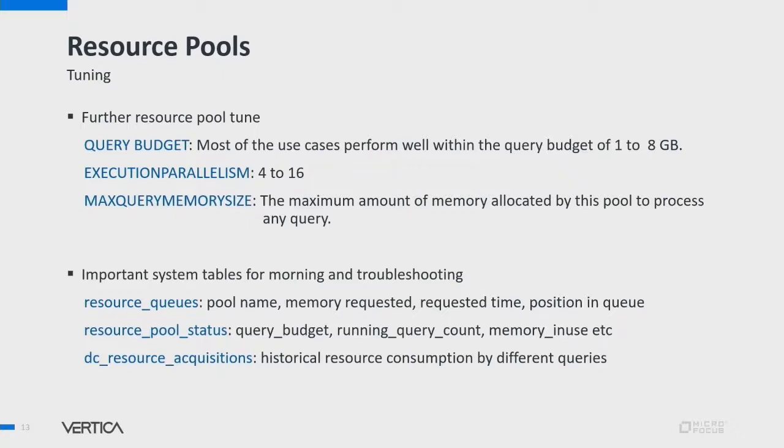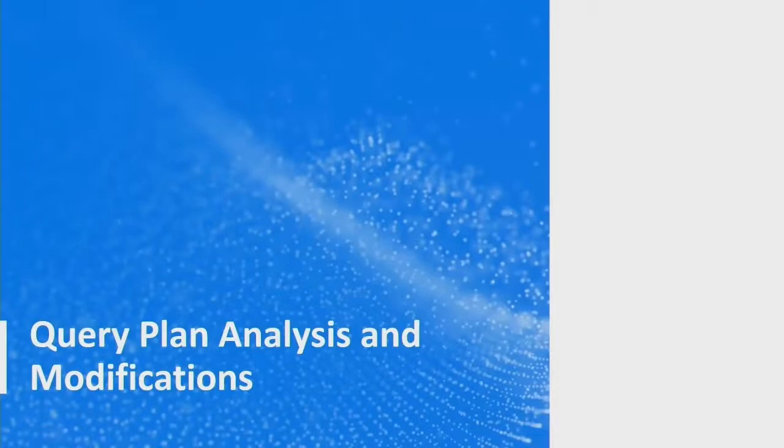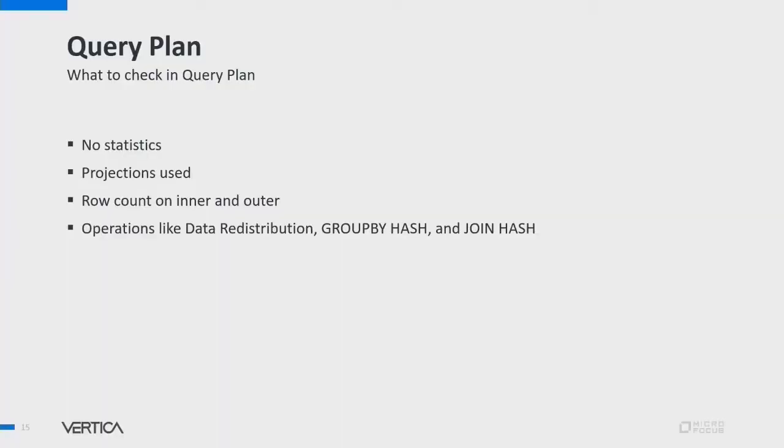DC resource acquisitions gives historical info on how much memory a given query acquired. Query plan analysis and modifications. For a query to perform well, in addition to the resource allocations and tuning, it requires a good query plan.